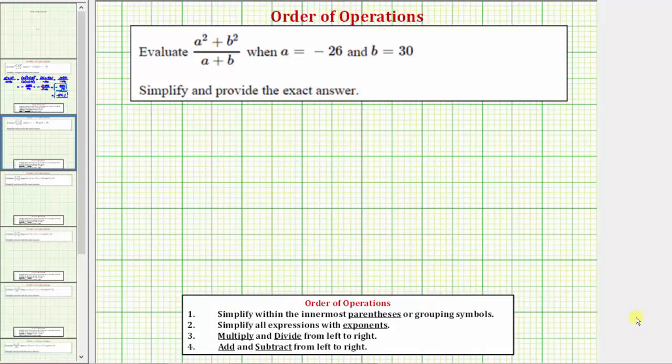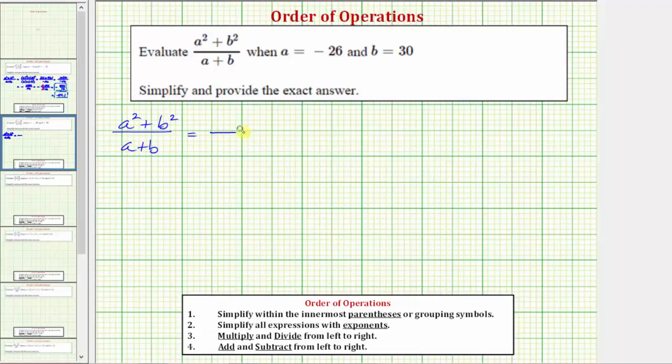We want to evaluate the given expression when a equals negative 26 and b equals 30. To do this, we substitute negative 26 for a and 30 for b, and then evaluate the expression using the order of operations. So beginning with the given expression, we have the quantity a squared plus b squared divided by the quantity a plus b.